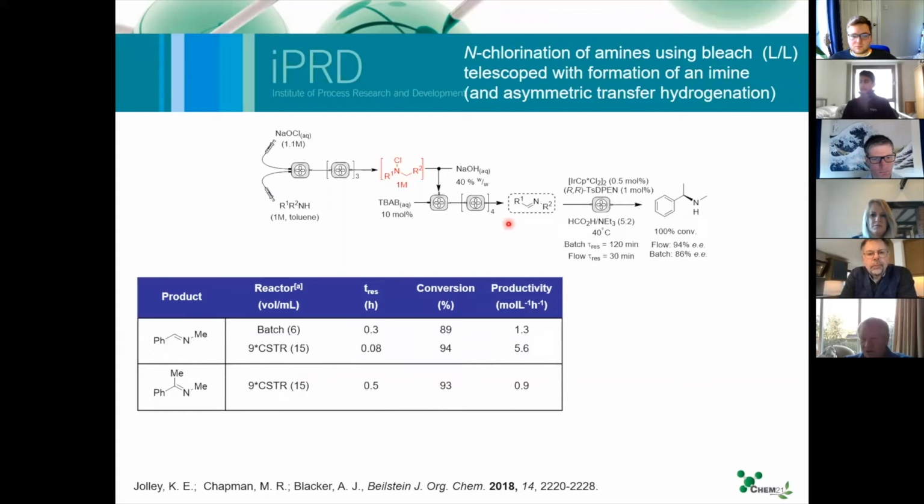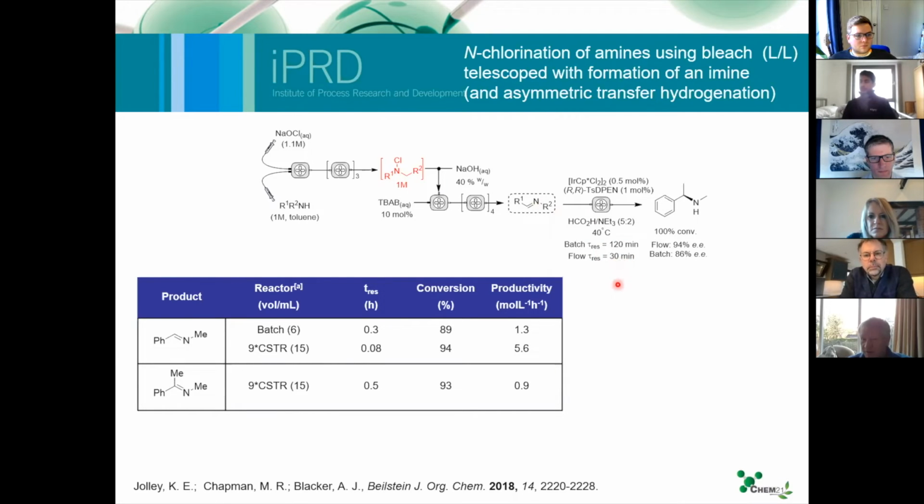But we also pushed the system, because imines themselves are not that stable, so we wanted the amine. So we then took the imine and then did another reaction using the fReactors with an asymmetric transfer hydrogenation catalyst to reduce the imine down to an amine with good selectivity. So this is 3 reactions that were telescoped or integrated, one reaction after another. Okay, this time the residence times were much longer, so it took about 120 minutes in batch and about 30 minutes in the flow reactor.